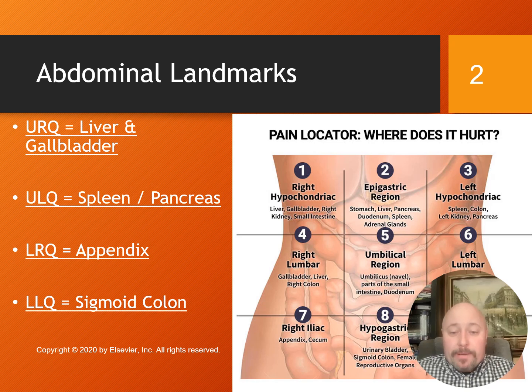Your abdominal landmarks are generally divided up into four quadrants. The upper right, containing the liver and gallbladder, the upper left, containing the spleen and pancreas, the lower right quadrant, containing the appendix, where if you're ever on NCLEX, ATI, and the patient suddenly has lower right quadrant pain, it's appendix, and the left lower quadrant, containing the sigmoid colon.